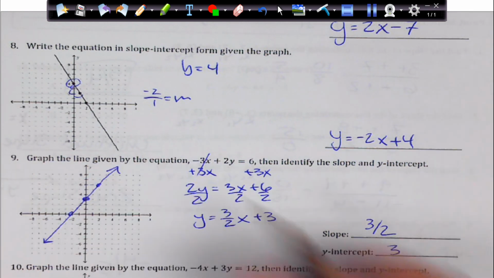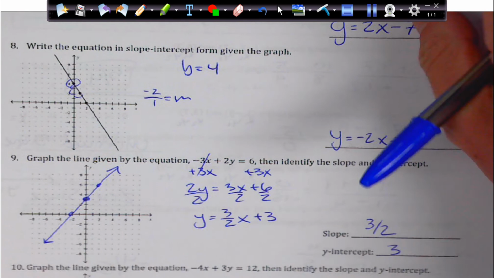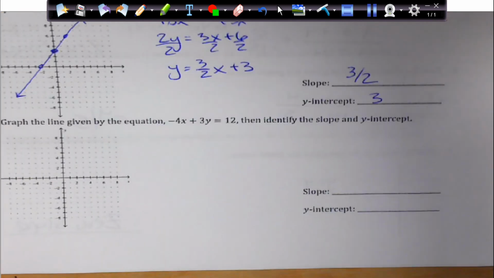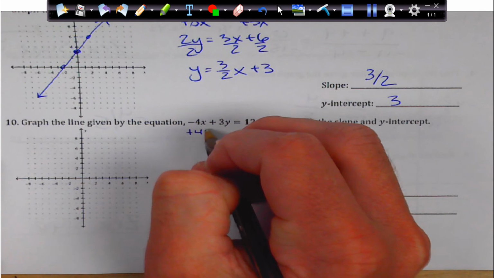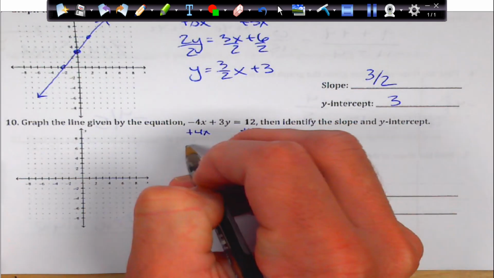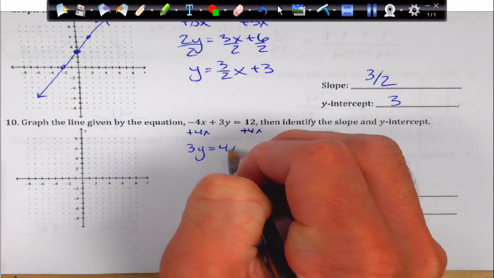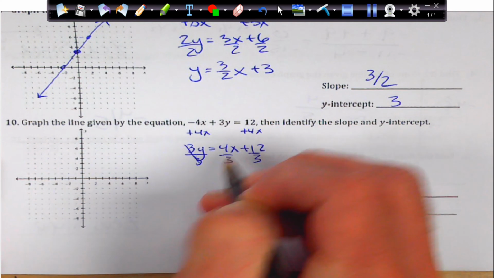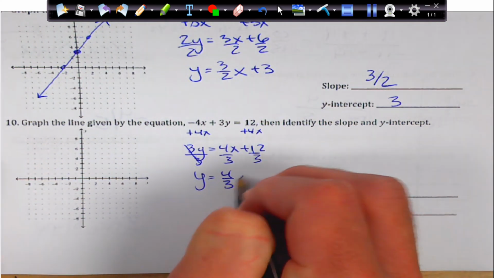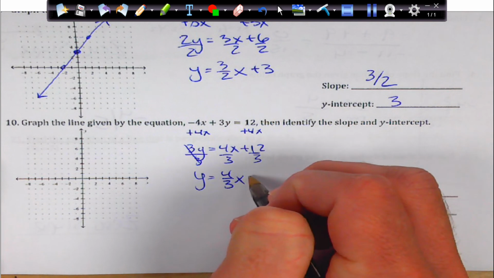Something like that. Can we do it again? Yeah, just so we don't forget. So we're going to add 4x on both sides. 3y equals 4x plus 12. Divide by 3 to everything. You end up with y equals 4/3 x, and then 3 goes into 12 4 times.